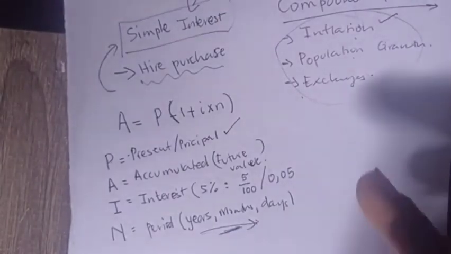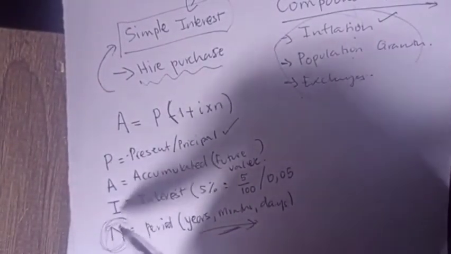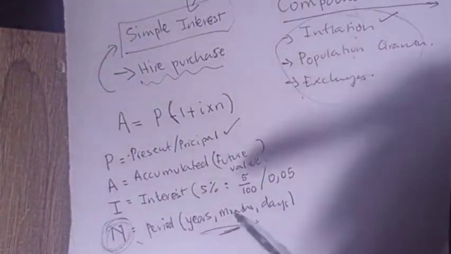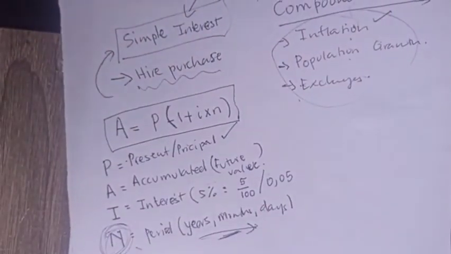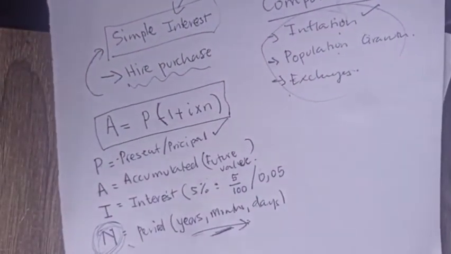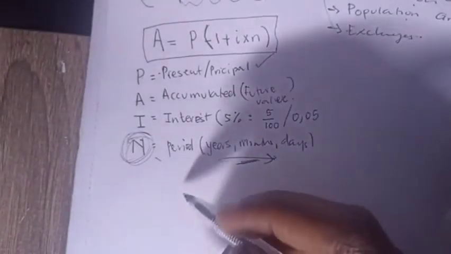It can be months, it can be days, it can be all of that. So when you see N, we're going to be putting the number of years, the number of months, the number of days. So this is actually the formula for what? For simple interest. And now we want to do the formula for what? For compound interest.